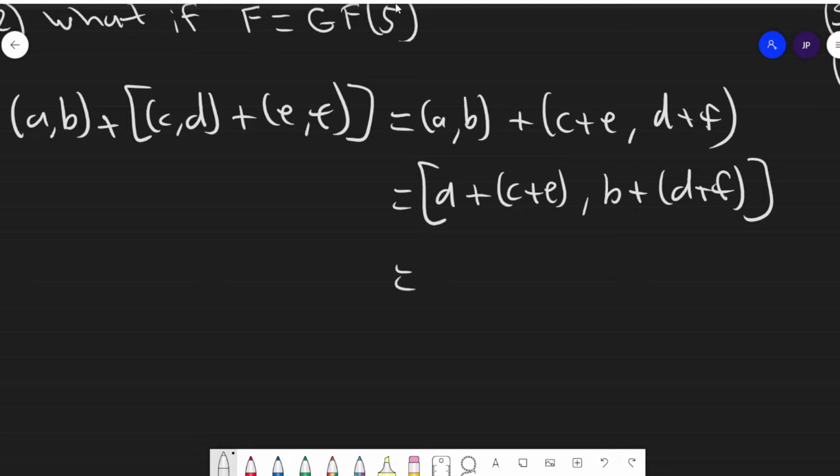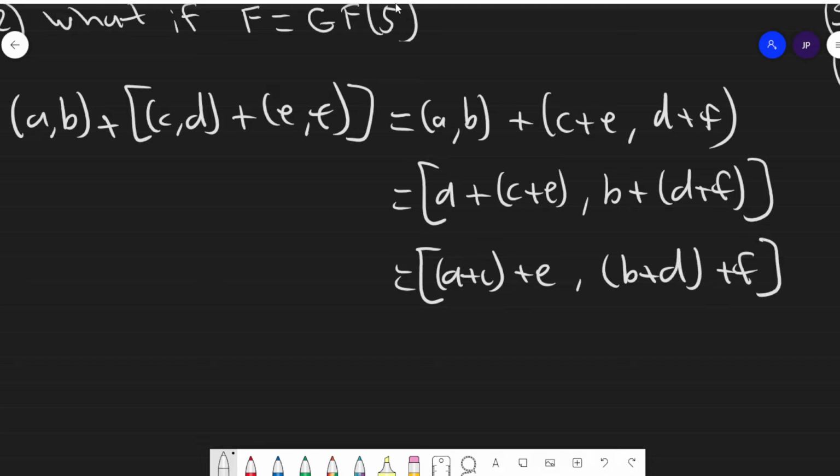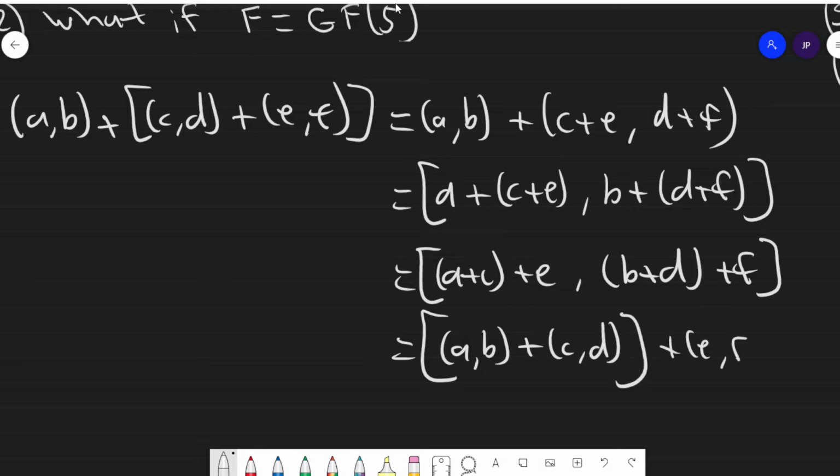But because A, B, C, D, E, and F are all elements of a field, that means they will associate. So I can just very easily write it like this. It's very simple then to show that in fact addition is associative.